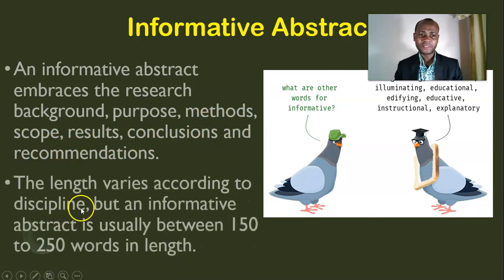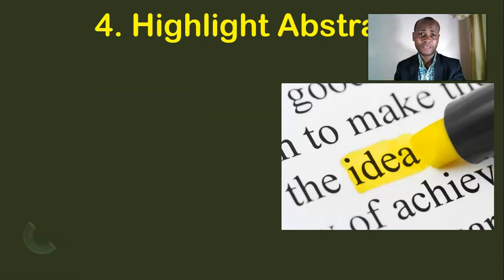Okay, so the length varies according to discipline. This is what you have to note here, according to discipline. But an informative abstract is usually between 150 to 250 words. Okay, so this is the length usually for most abstracts of journals. This is how it looks like. This is the length of an informative abstract. So what we are saying here is that is what we are going to use for our research publication.